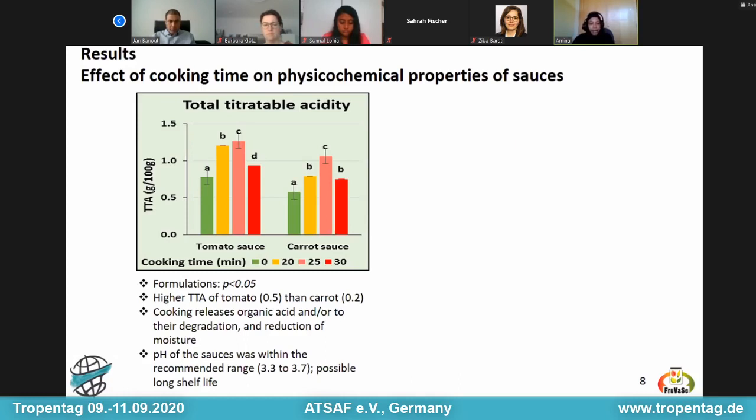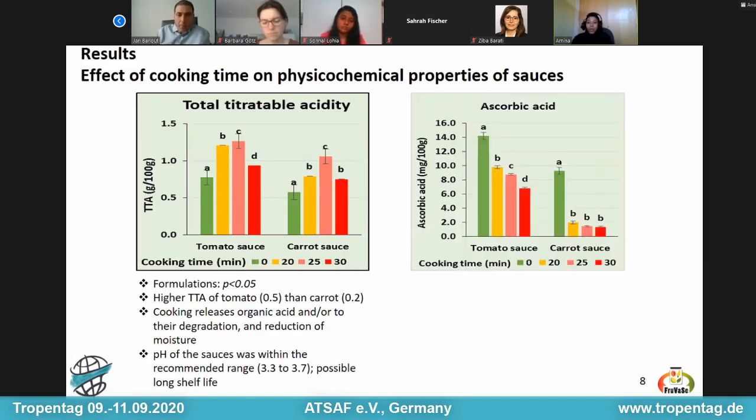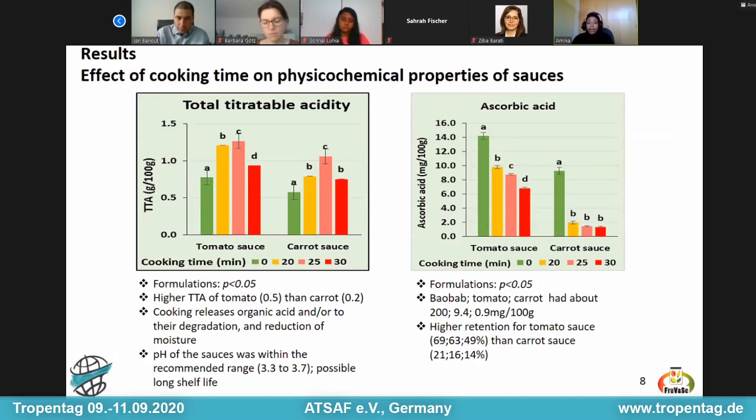And generally, the pH of the sauces was within the recommended range for East African standards, 3.3 to 3.7. So it is possible for long shelf life. And when it comes to ascorbic acid, also known as vitamin C, we see that tomato formulations had the highest ascorbic acid content compared to carrot sauce, and the cooking time.